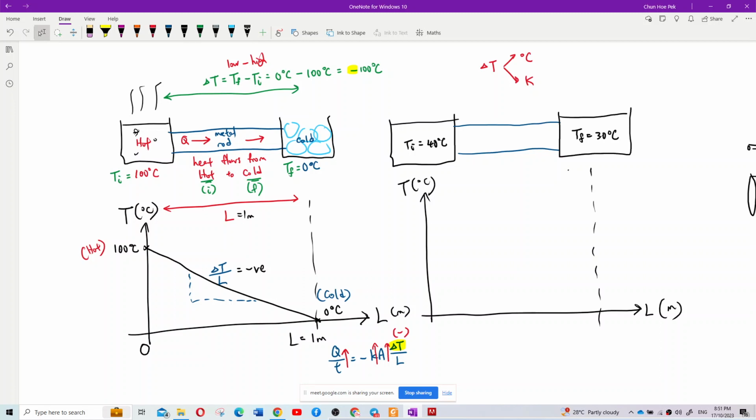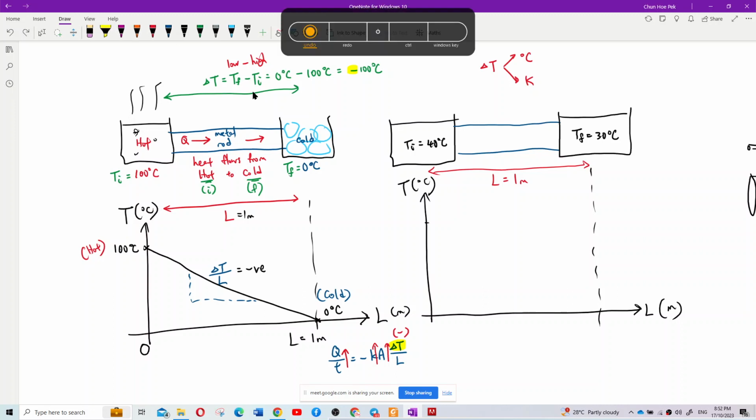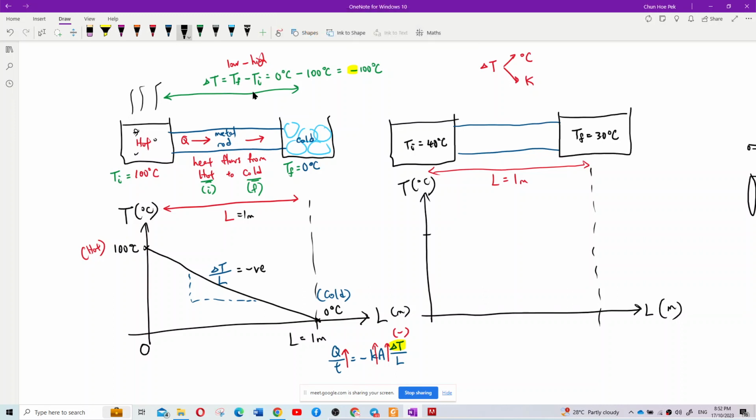Think logically. Physics is logic. Which one has more gradient? Think, picture it. So this is 40 to 30. 40 degrees Celsius to only 30 degrees Celsius. Not much difference, right?